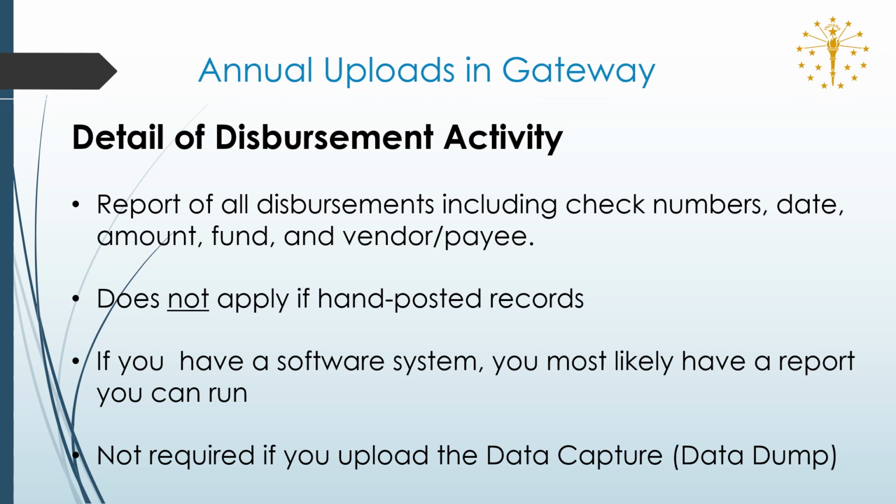The detail of disbursement activity is similar to the detail of receipt activity. So we are looking for a transaction level listing of disbursements including check numbers, date disbursed, amount of disbursement, fund posted to, and vendor payee names. Please upload an Excel file if possible. If not, a searchable PDF will do.